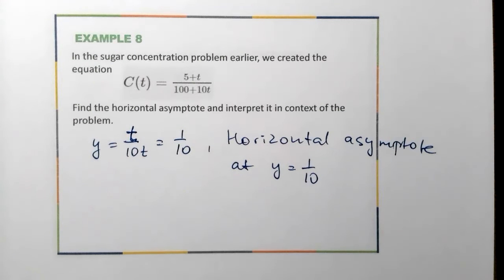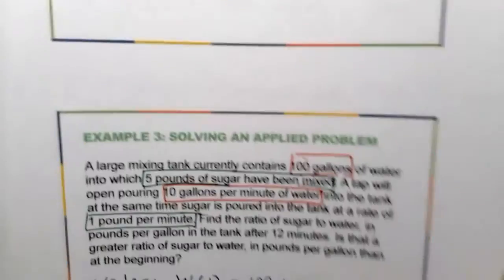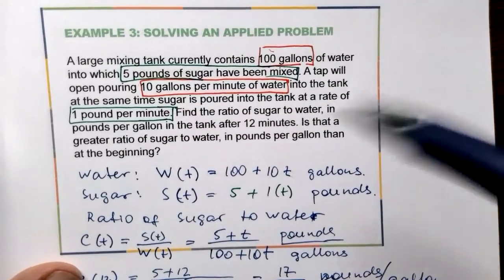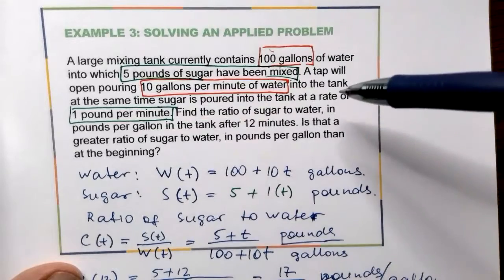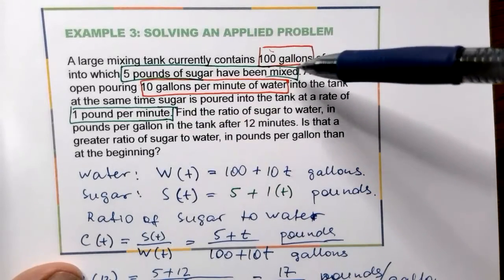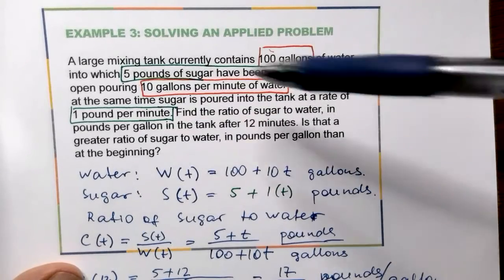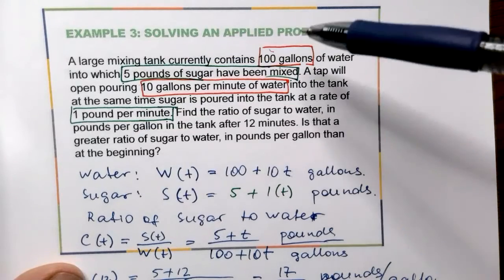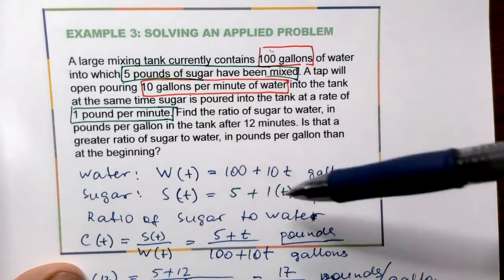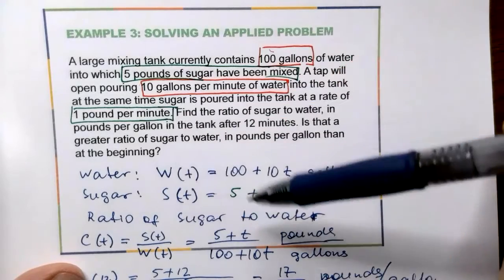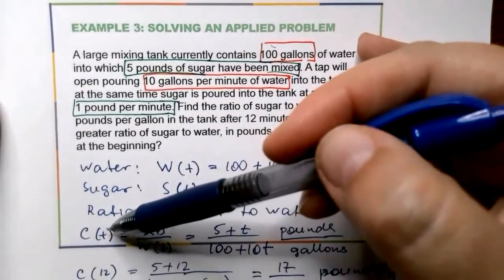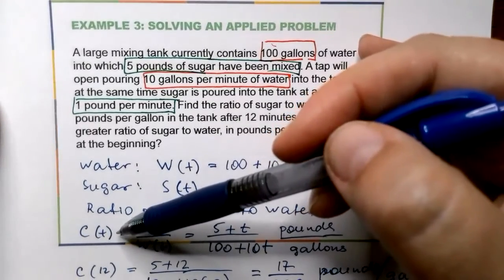Okay, so now let's interpret this answer in terms of the problem. Let's recall the problem. This is example 3 in this section. We had a tank of water that had 100 gallons of water and 5 pounds of sugar initially, and then they were pouring some water in and some sugar in. Okay, so we found the function C of t.